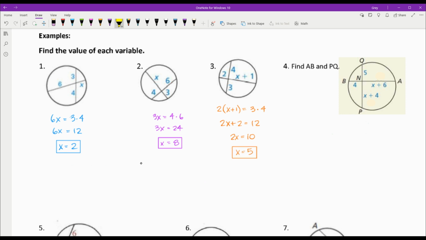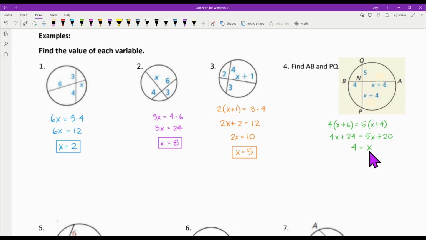All right, number 4 is a little different, but we still have the same concept. The product of the parts are equal, so I'm going to have 4 times x plus 6 equals 5 times x plus 4. I'm going to distribute on each side: 4x plus 24 equals 5x plus 20. I'm going to collect my x's on the right. So 1x equals 4.